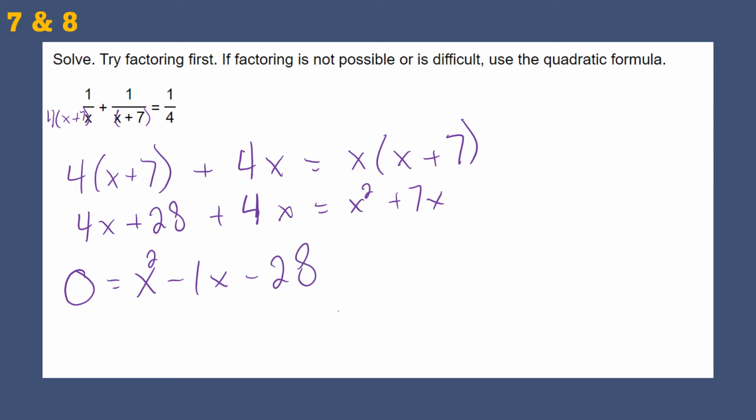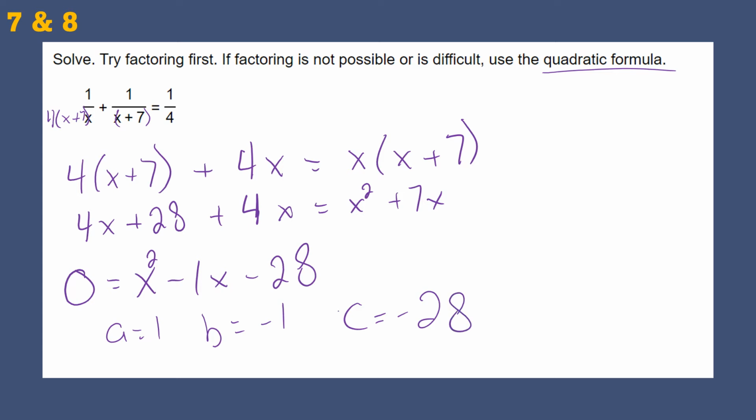Now, it says solve by factoring if I can, and I don't think I can. I don't see how I would solve this one by factoring. So that means I want to use the quadratic formula, and we're going to do that just by plugging in a equals 1, b equals -1, and c equals -28.